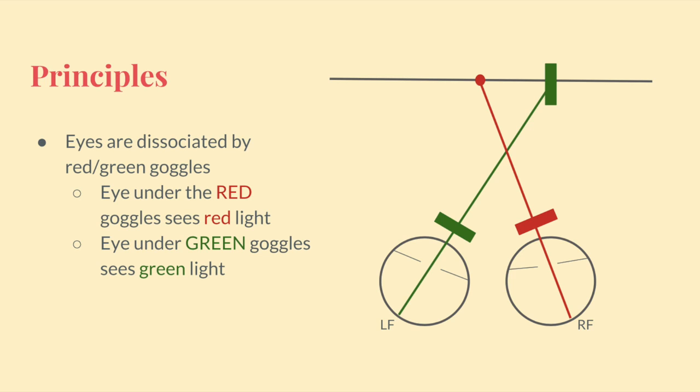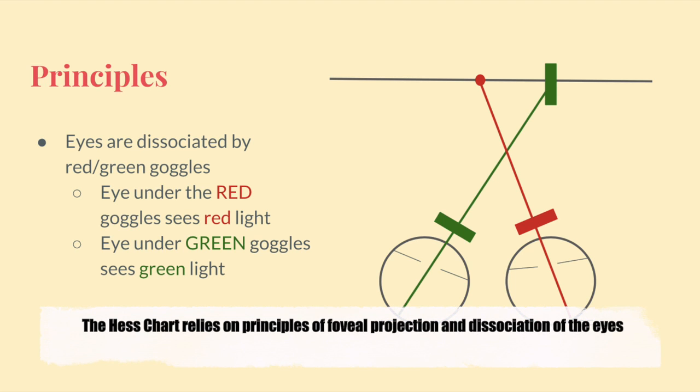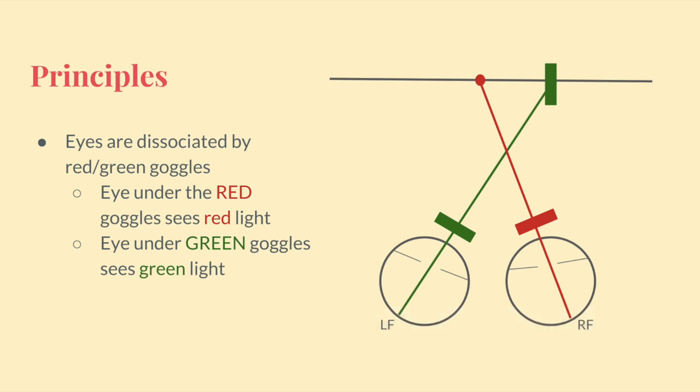When the red light is controlled by the examiner, which is the gold standard, the eye under the red goggle acts as the fixing eye, and the eye under the green goggle acts as the indicator eye, which we measure the deviation of. When the patient superimposes the green light over the fixed red light, the position of the indicator green eye is plotted, marking the deviation in each direction of gaze, giving the size of the deviation. Also note that the Hess chart relies on the principles of foveal projection and dissociation of the eyes.